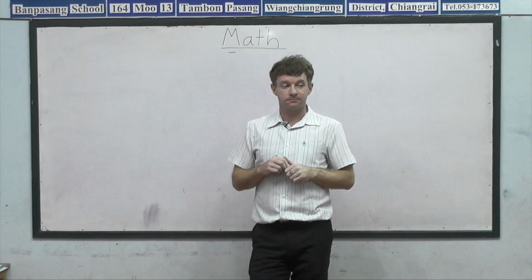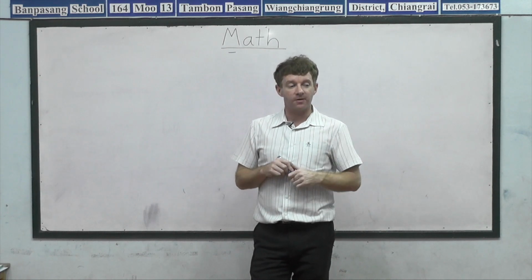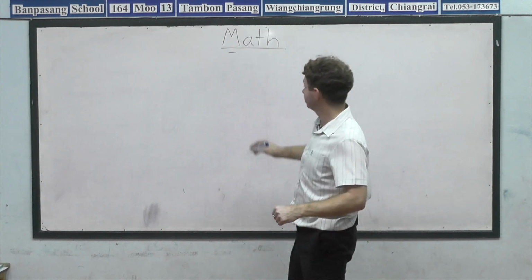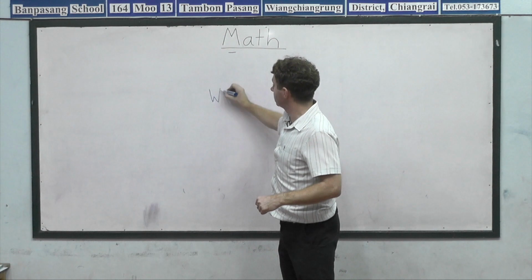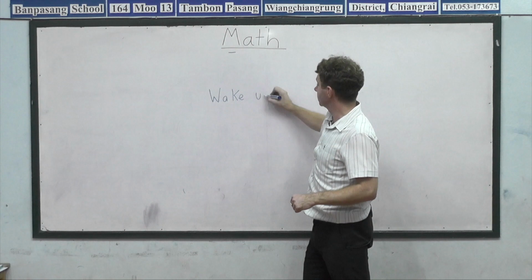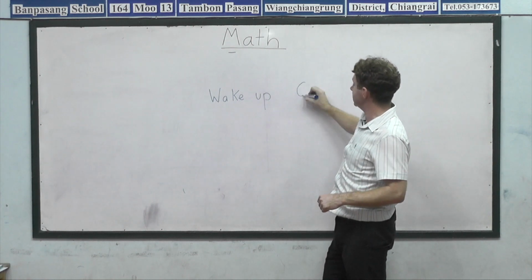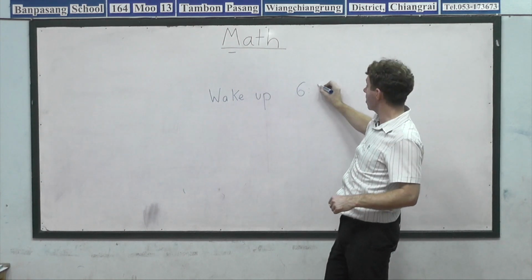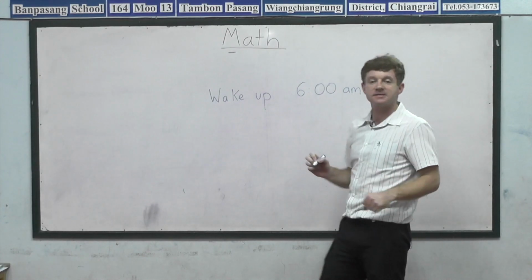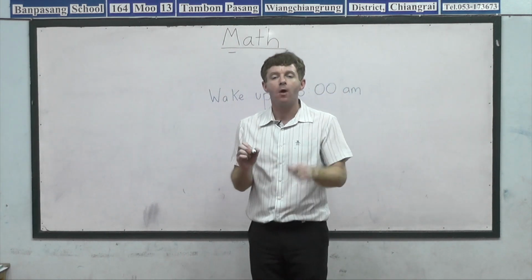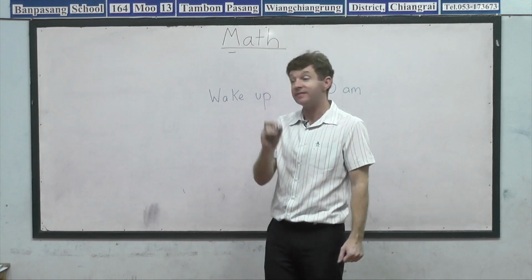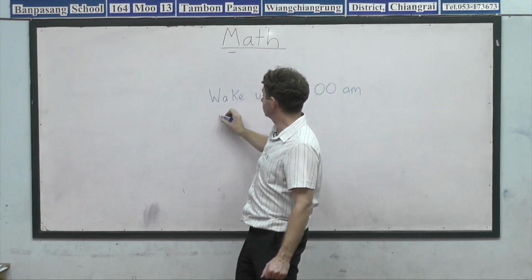6 o'clock. 6 o'clock. AM or PM? AM. Excellent. Okay, so first thing. Wake up. W-A-K-E. Up. U-P. 6 o'clock AM. Okay, and then let's see somebody else. What time did you come to school? 7:25. So we can say school.